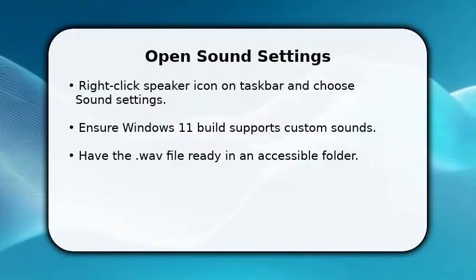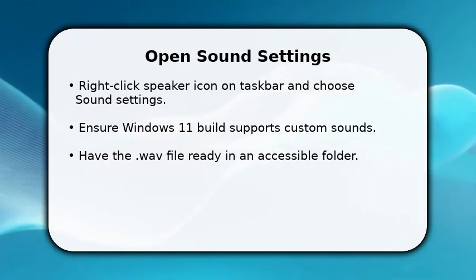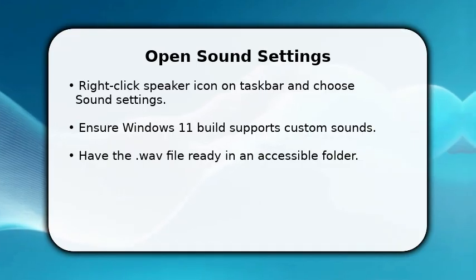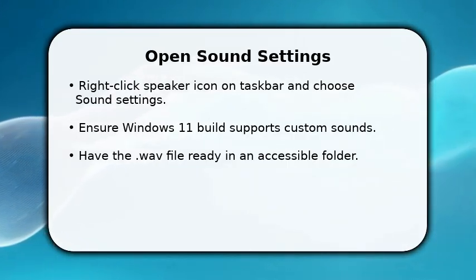You start by opening Sound Settings. Right-click the speaker in the taskbar and choose Sound Settings. Once done, make sure your system build supports custom sound schemes and that you have a WAV file ready in a simple folder path. You need admin rights only if changing system-wide sounds, otherwise your account is sufficient.